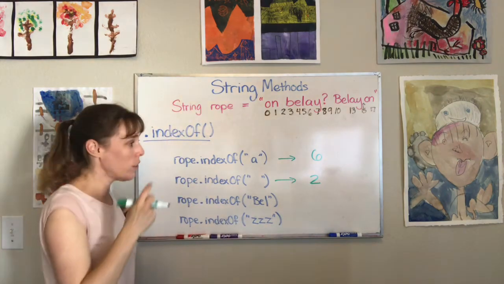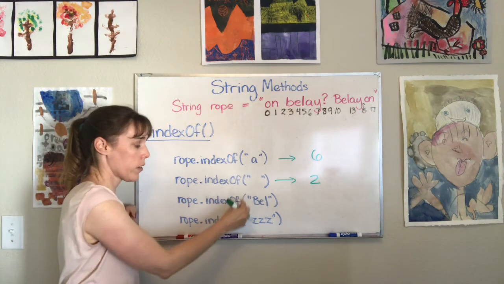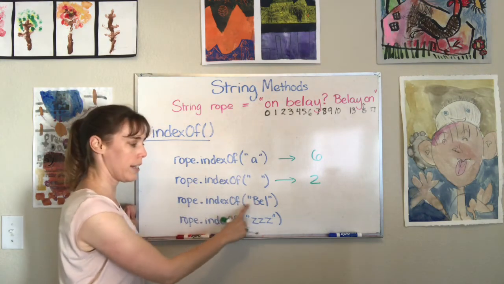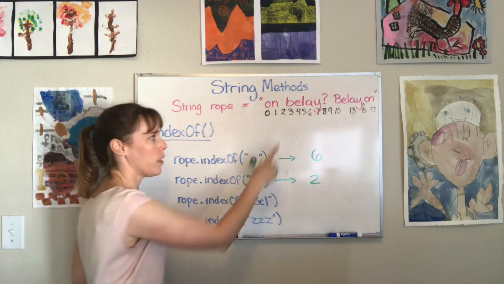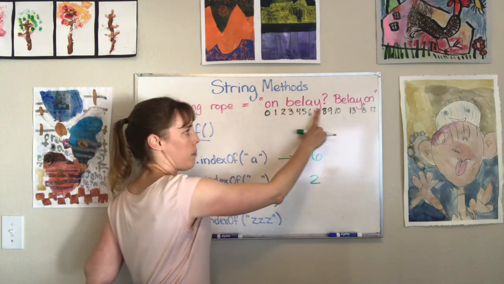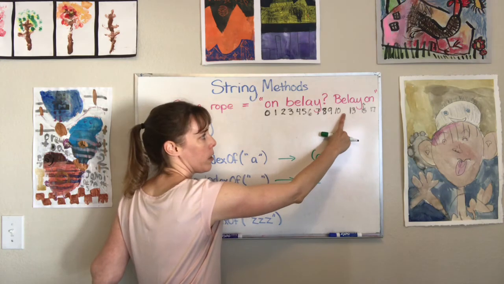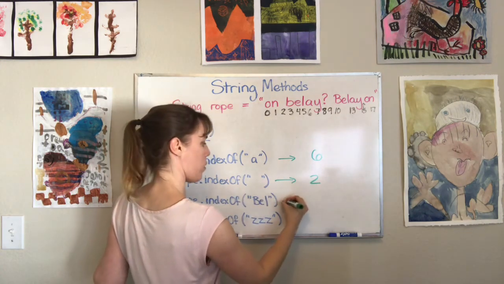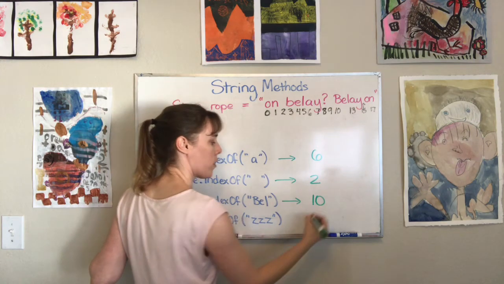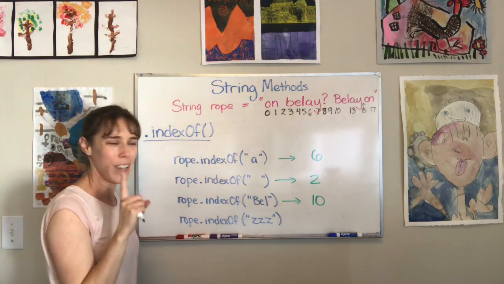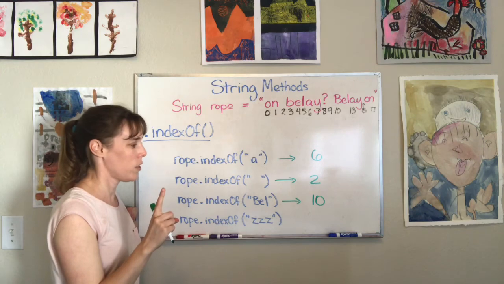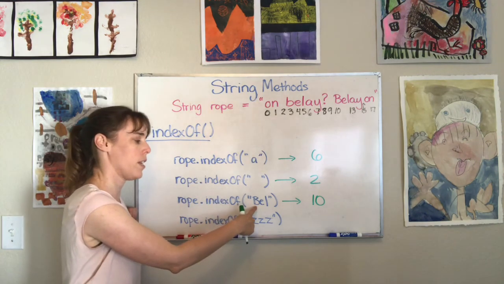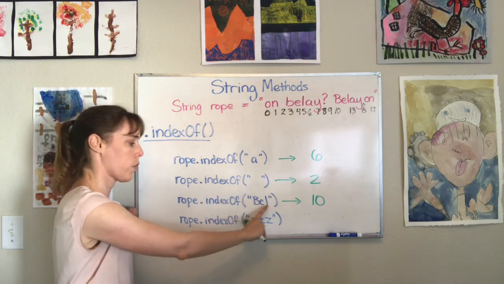Okay. It can look for more than just a single character. It can look for a longer string. So rope.index of bell with a capital B, it doesn't think this is the same. It goes and finds the capital B, B-E-L. So that starts at 10. It'll give you the position of the first character in your string. So it'll send back 10. It doesn't have to send a range back. It just sends the index of the first character, where that string starts.